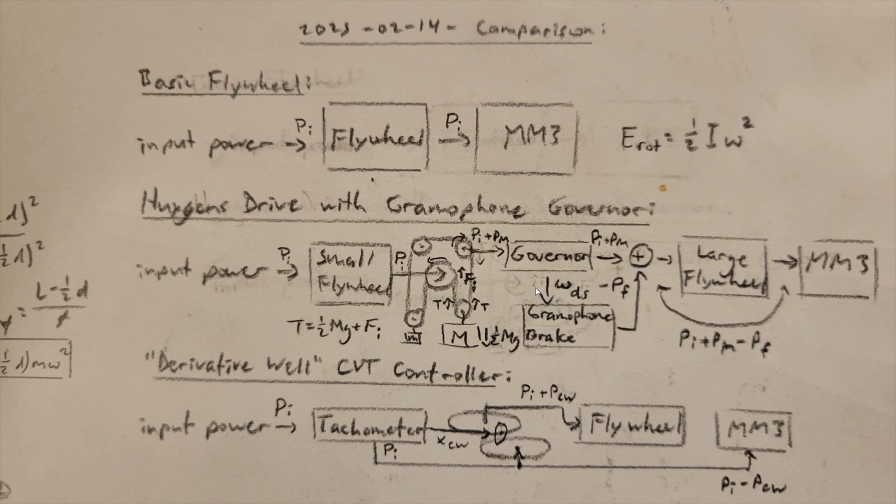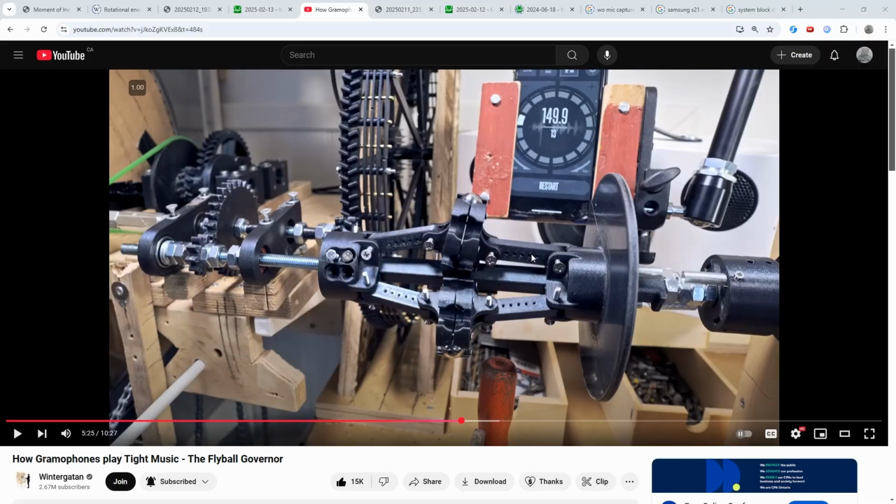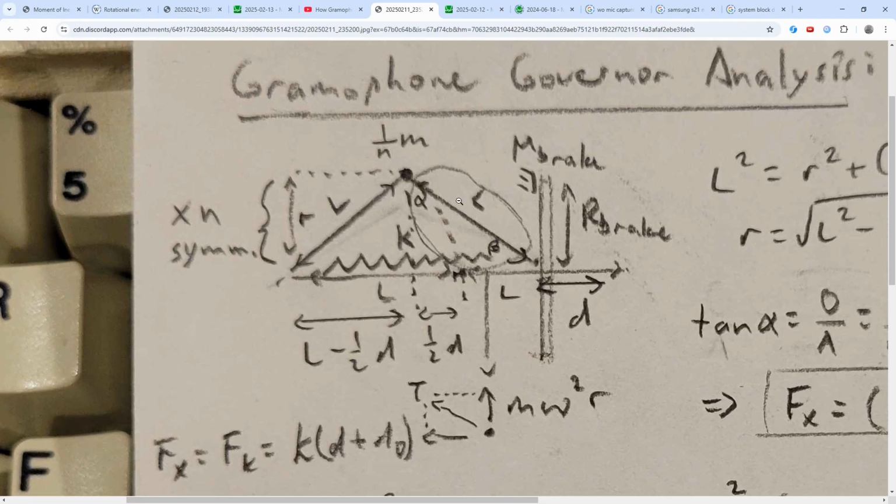The problem is that if the machine's power consumption changes, then so will the equilibrium speed, and that equilibrium speed can change by a decent amount with not that much of a change in power. To further explain this, our Gramophone Governor comprises these links, these masses, this brake disc and the brake pad. Those are also reflected here. So the links, the mass, brake disc, brake pad.